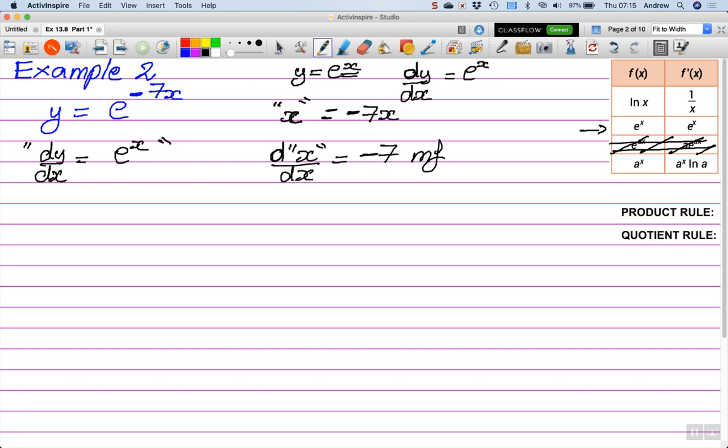So let's see it in the context of what we're about to do. So therefore we're going to have our dy dx is going to be equal to e to its x, which is minus 7x, because the x here is equal to minus 7x. And then we're going to multiply by the multiplying factor, which is minus 7, which now, when we tidy it up, is going to be minus 7e to the minus 7x.